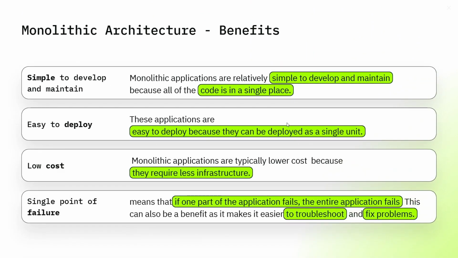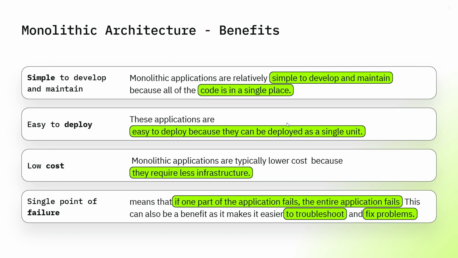So let's see some benefits of the monolithic application. The first benefit is that monolithic applications are simple to develop and maintain. All your code is placed in a single place, so managing everything from a single place is an easy task. The second benefit is that these applications are easy to deploy. All your code base and all the components can be deployed as a single unit. And the third benefit is low cost. These applications are cost effective because you need less infrastructure and fewer resources to run monolithic applications.